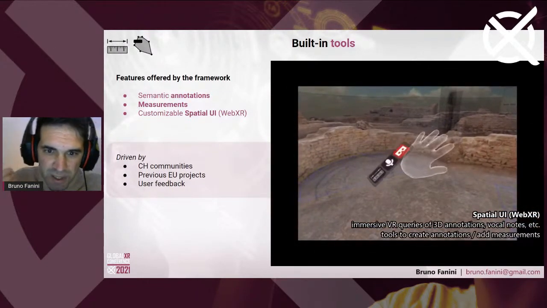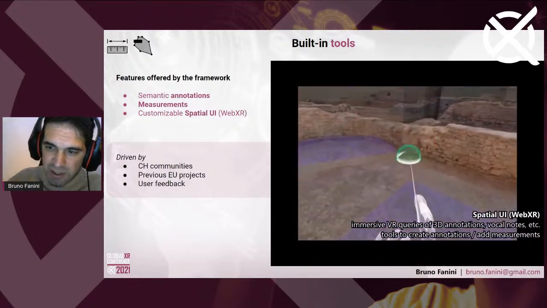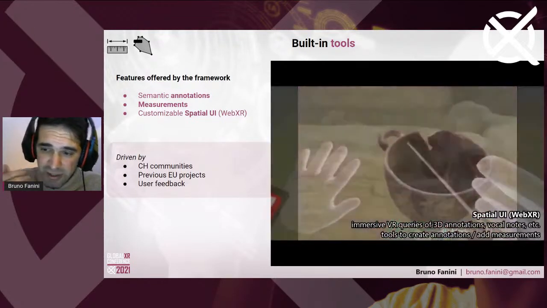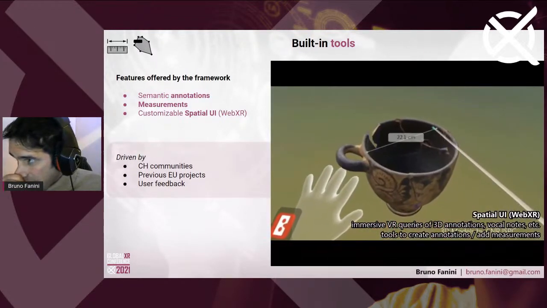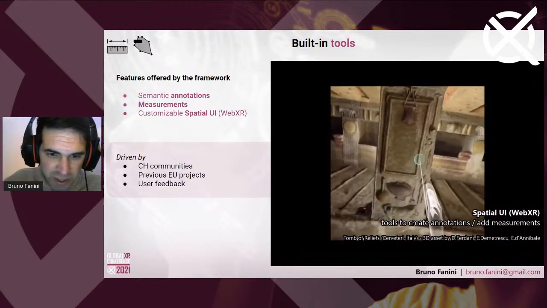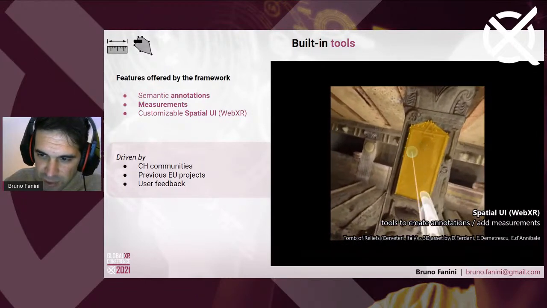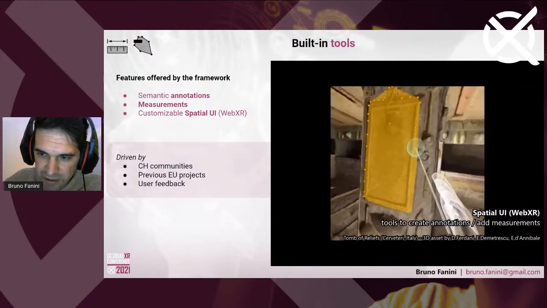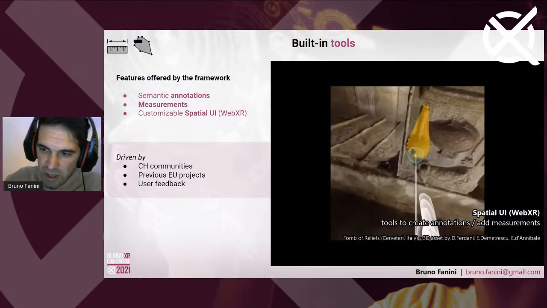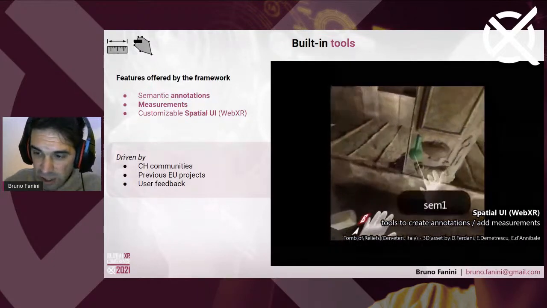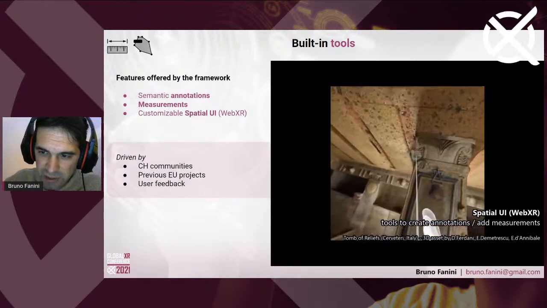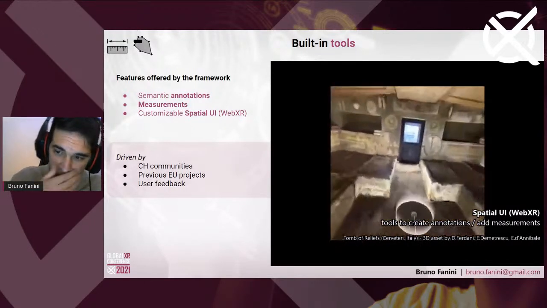And then we also have a spatial UI. That is basically interface elements, 3D interface elements, especially designed for immersive VR experiences. So they are very useful in this case, like we are seeing here in the video, where we are actually annotating directly using a head-mounted display. So once again, there is no installation. We just opened a browser and we are using these tools directly to annotate, add measurement, and so on.